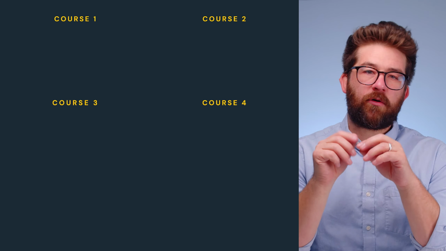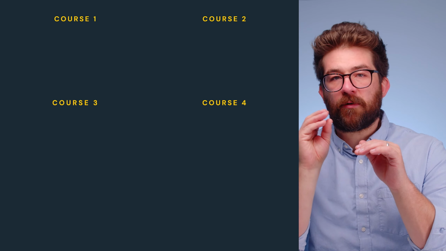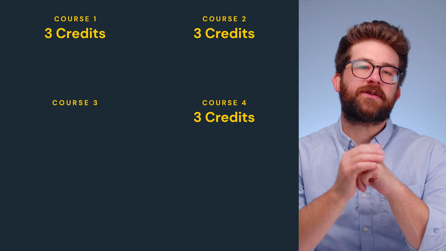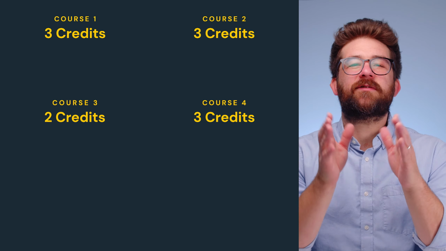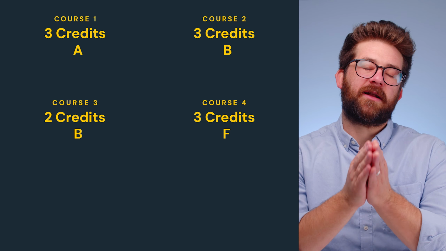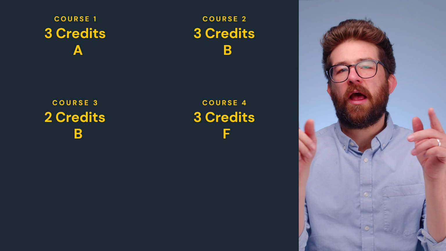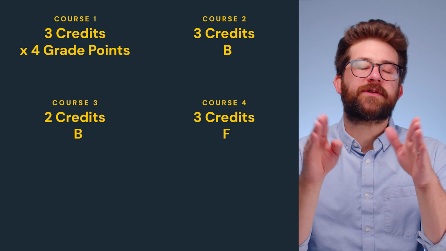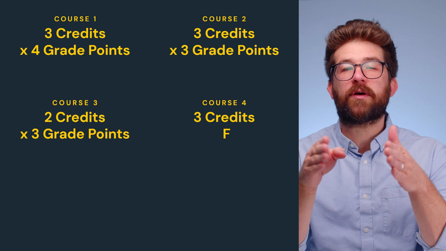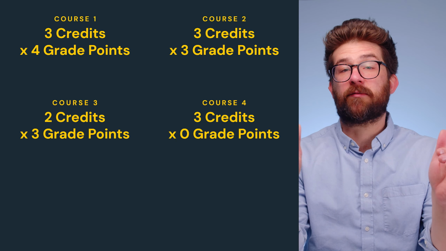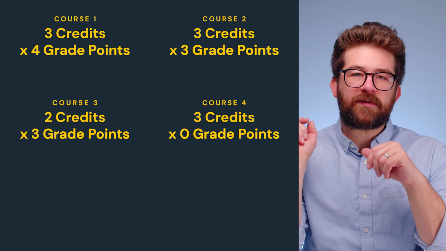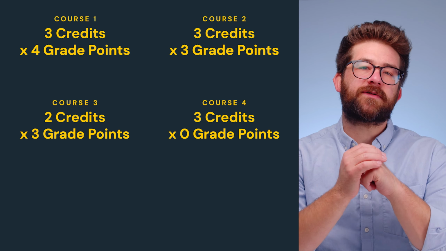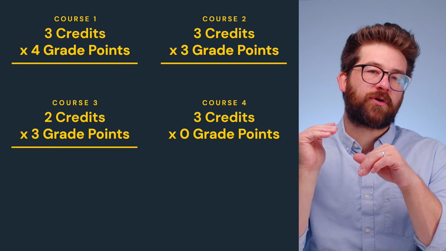Let's make it more complicated by adding more courses in different grades. We're going to do 4 courses. 3 courses are worth 3 credits, and 1 course is worth 2 credits. The student gets an A, 2 Bs, and an F. According to the grade scale, A's are worth 4 grade points, B's are worth 3 grade points, and F's are worth 0 grade points. The formula is the same formula we used previously, but we run it for each course.